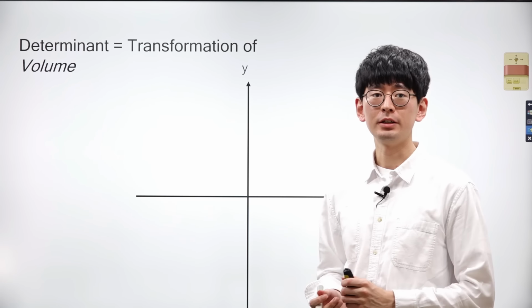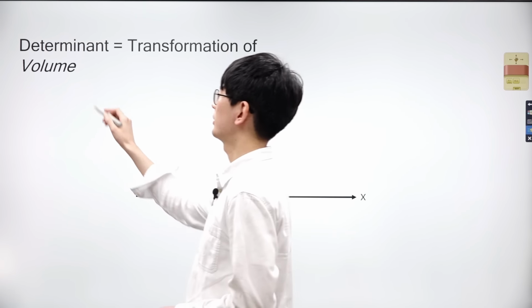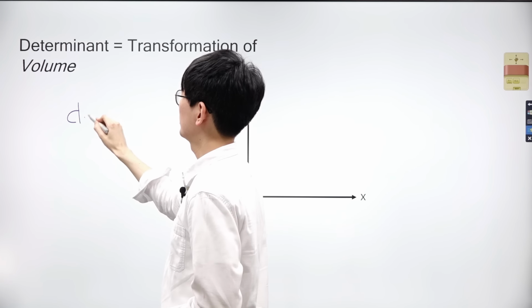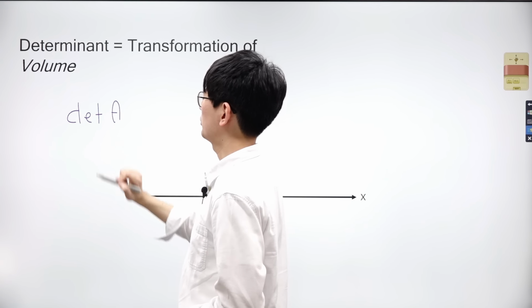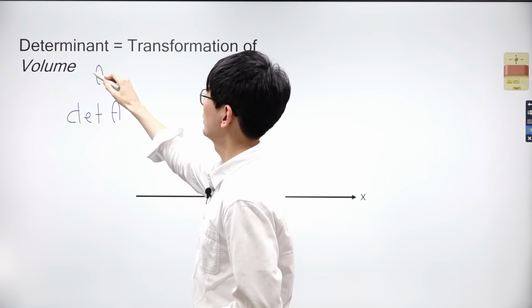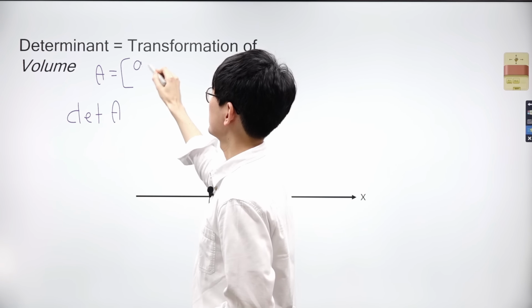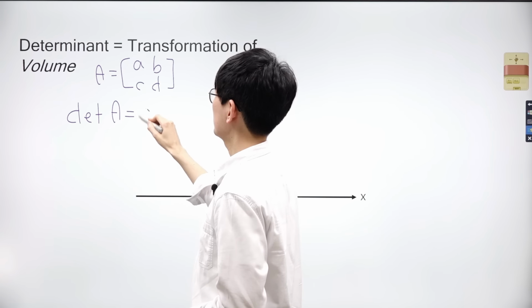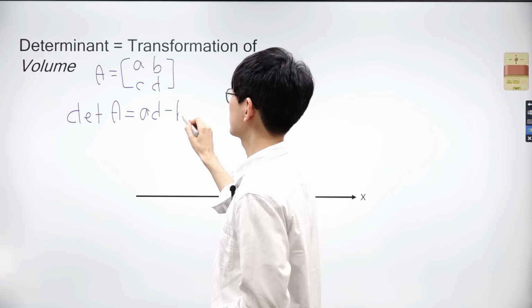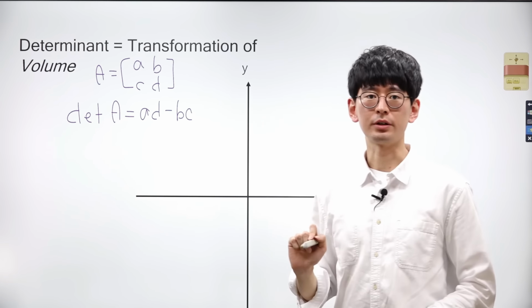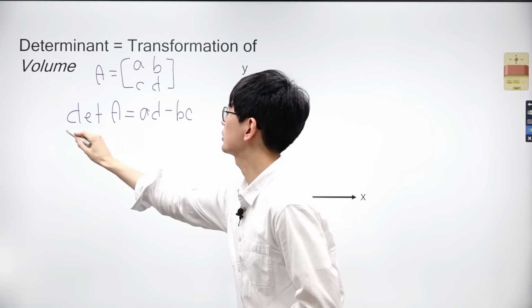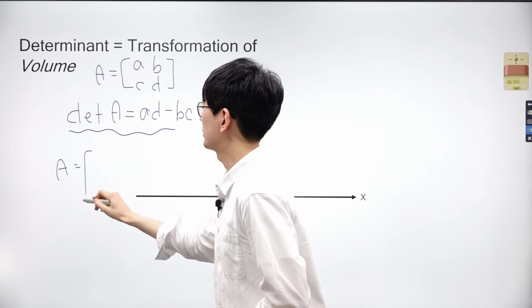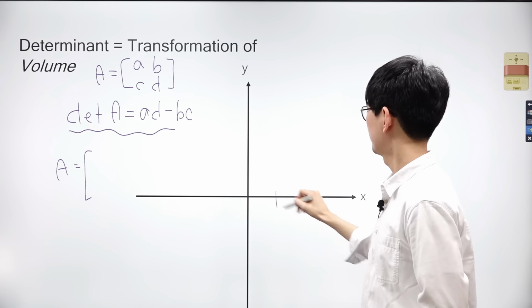Determinant is also a term frequently used in linear algebra. Let's explore the determinant of matrix A. Suppose we have a matrix A with values A, B, C, and D. We can calculate the determinant of matrix A by finding the value of A times D minus B times C. However, we're going to discuss the geometric interpretation of the determinant.